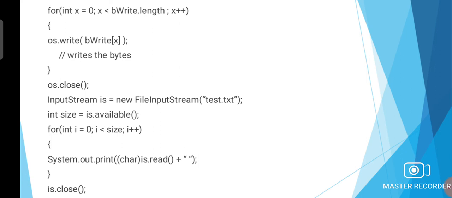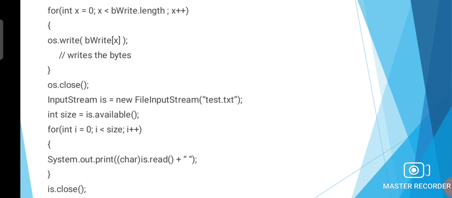Now we are creating another object for the input stream class. The object name is is. We are referring to the same file test.txt. So for the same file test.txt we are creating the object is for the input stream class. Next we are going to verify what data is available in the test.txt. Previously we have written something to the test.txt. Now we are again going to refer to the file and read the content from test.txt.